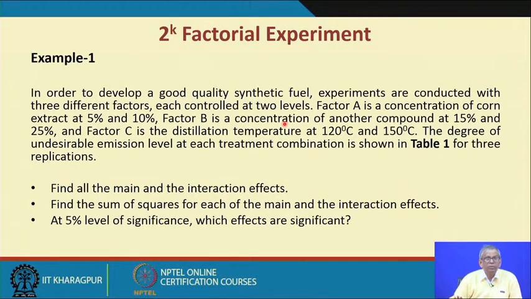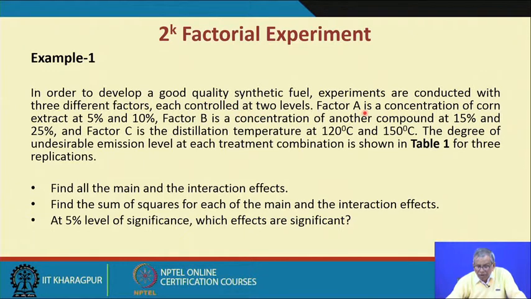Now here is an example. In order to develop a good quality synthetic fuel, experiments are conducted with 3 different factors, each controlled at 2 levels. So you must have a controlling means. It's not that you get all these values or levels automatically. While you select those levels, you must also be aware of how to control them.